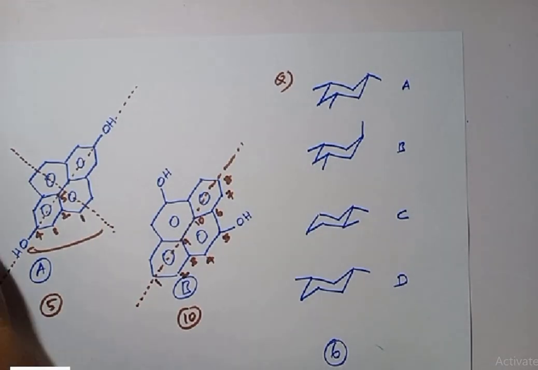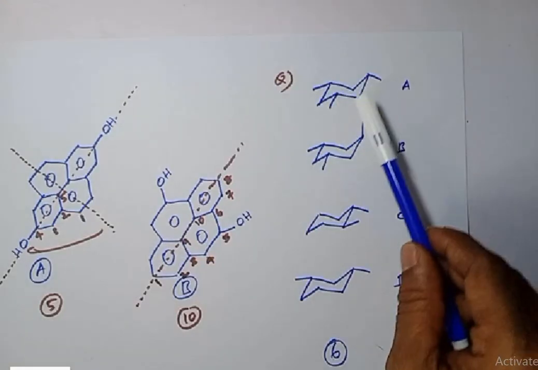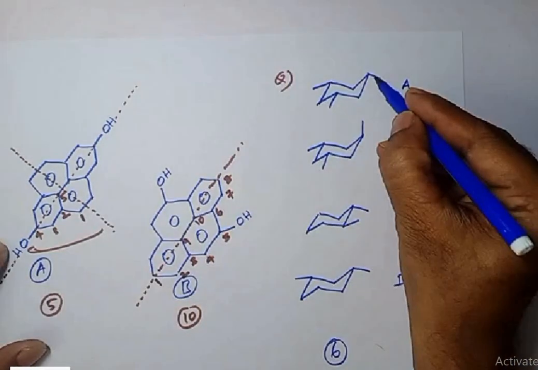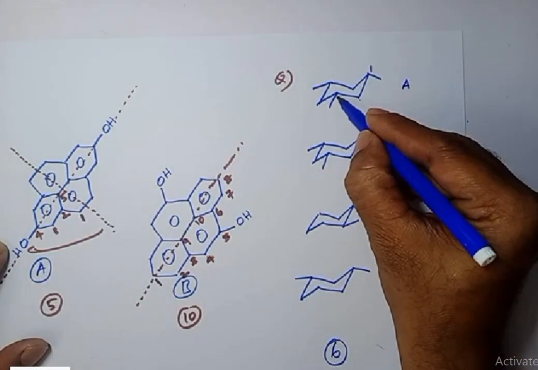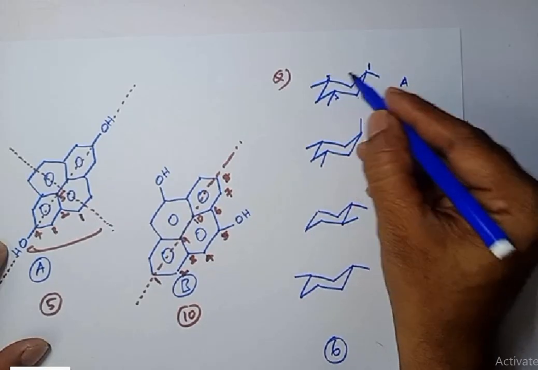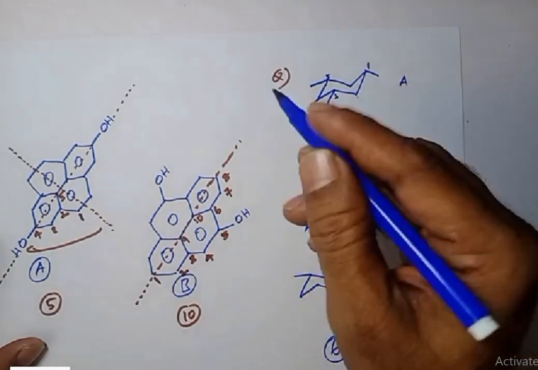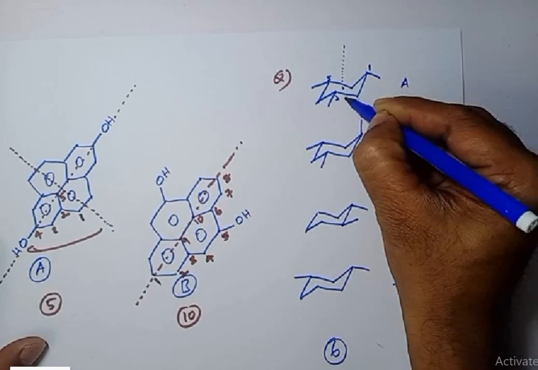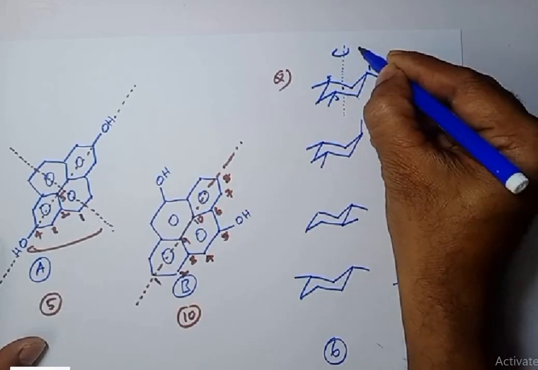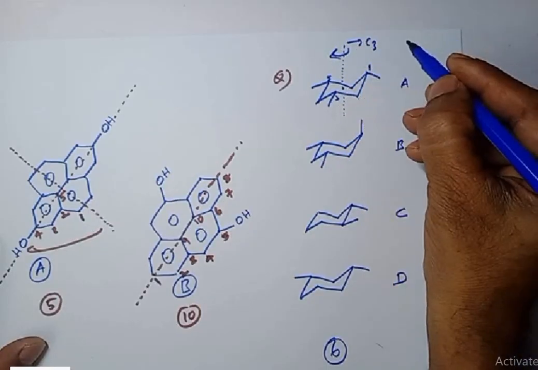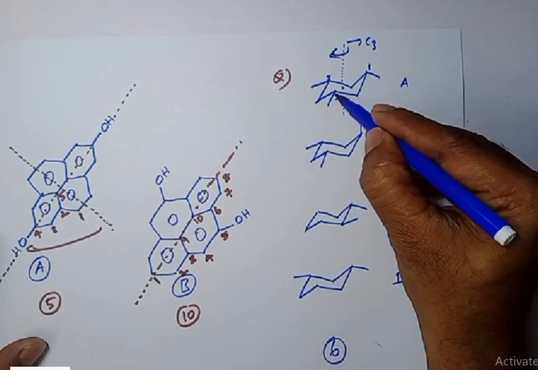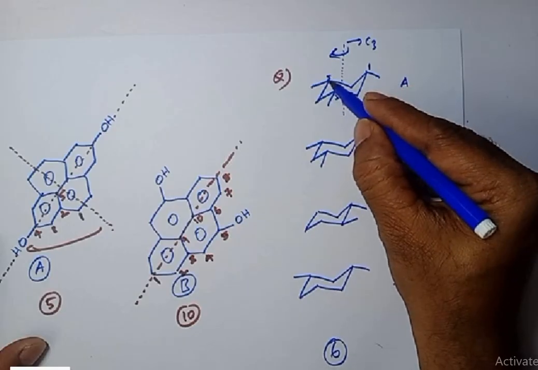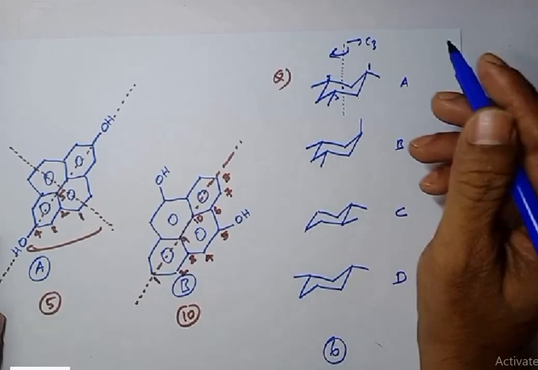See, in molecule A, all the 3 methyl groups are attached in the equatorial position. All are in the equatorial position, and if this is 1, this carbon is 2, this is 3, this is 4, this is 5, they are in the 1, 3, 5 positions. So if I keep a center and an axis passing through the center, and if I rotate by 120 degrees, this axis is called the C3 axis. If I rotate by 120 degrees, C1 will come to the C3 place, C3 will go to C5, C5 will come to C1. So they are all equivalent.